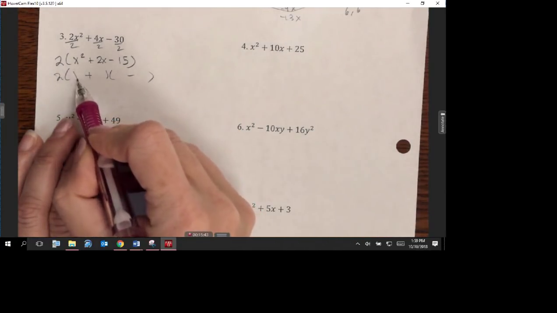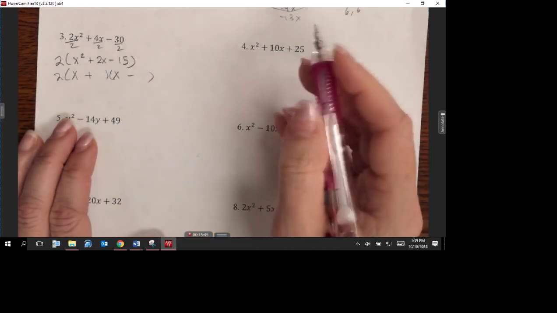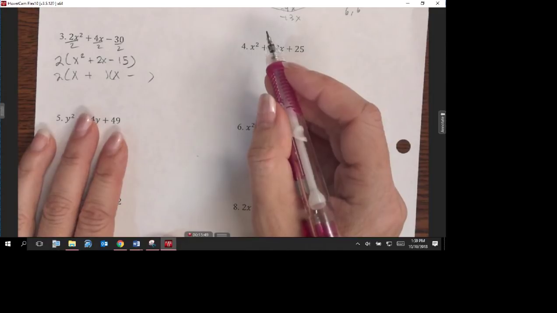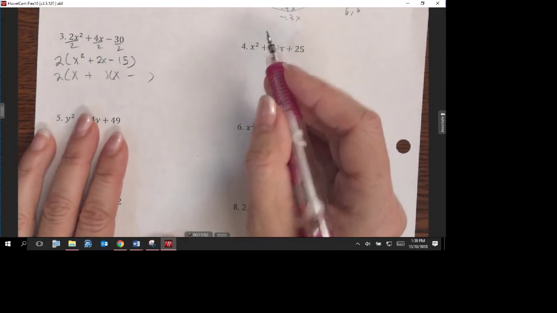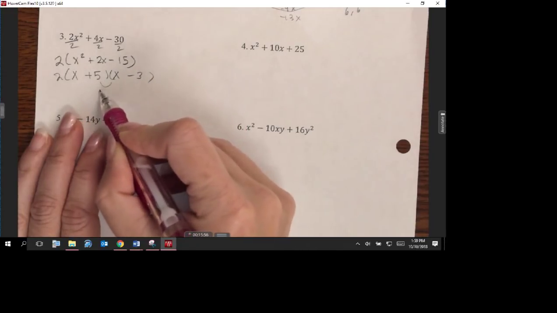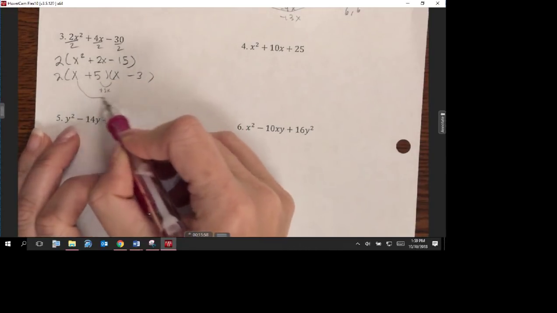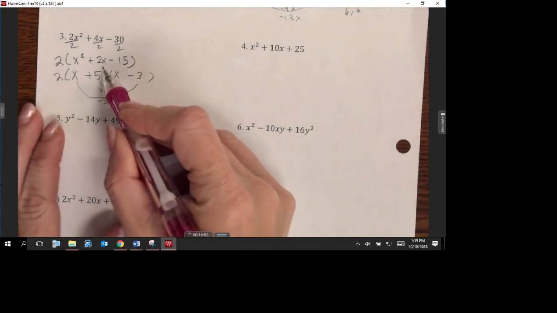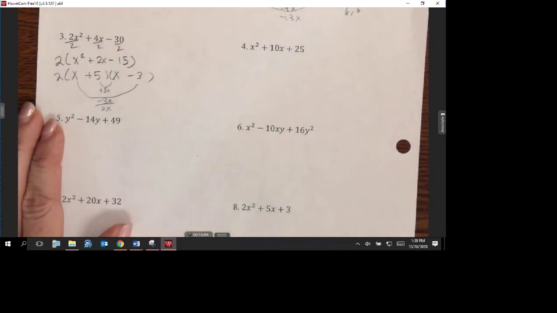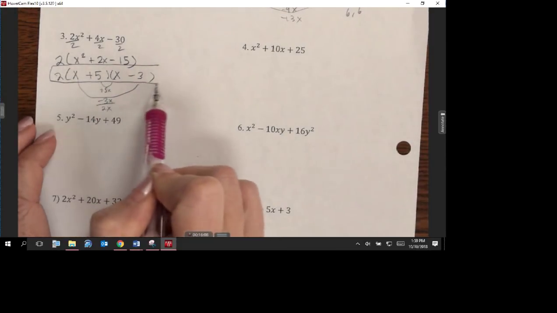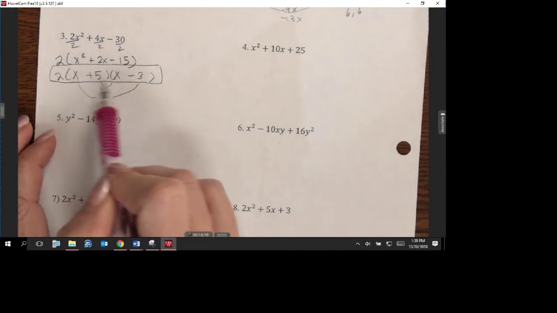Different signs. X squared comes first, so that's easy, x and x. But how do I make minus 15? 5 and 3. So we're going to check that. This is going to be plus 5x. That'll be minus 3x. Does that add together to give us a positive 2x? So then we say, yep. Is there a difference of squares?